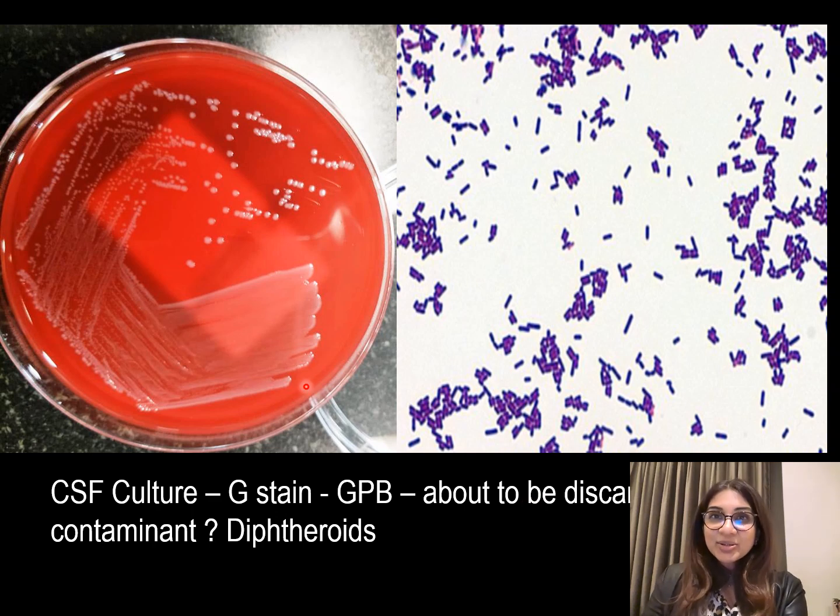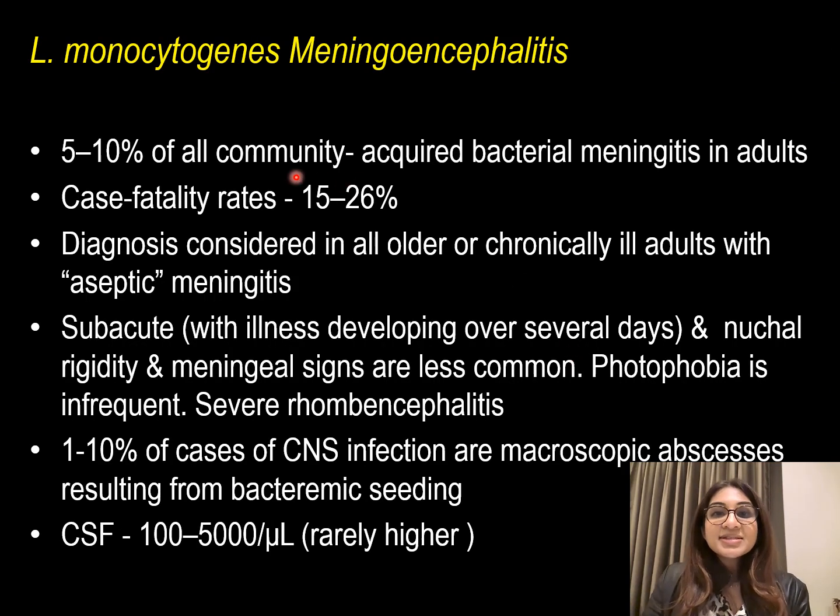Now, 2 days later, the CSF culture did grow gram-positive bacilli, which was initially being considered as a contaminant because it's a GPB. But since we knew that the CSF multiplex PCR had already detected Listeria monocytogenes, we requested our microbiologist to further incubate, and then the DST was also available for this particular bacteria. So Listeria monocytogenes is one of the important pathogens for community-acquired bacterial meningitis in adults.